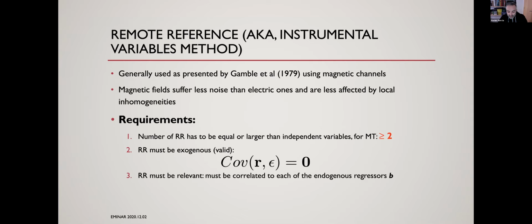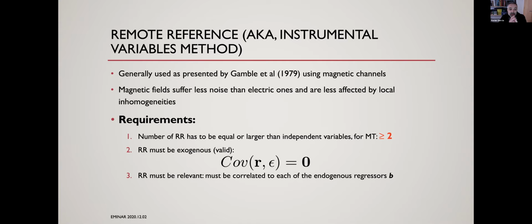So for this, Gamble et al. in 1979 proposed the remote reference method. Although I just have to remind you that this method in the general literature is known as the instrumental variables method, and I remind you of this because there are more references out there to the instrumental variables method than to remote reference. So if you want to look for literature, keep that in mind. Initially, and since then, most people have used the magnetic fields as remote references, because they suffer less noise than the electric ones, and are also less affected by local inhomogeneities.